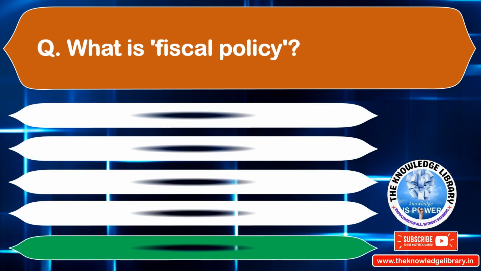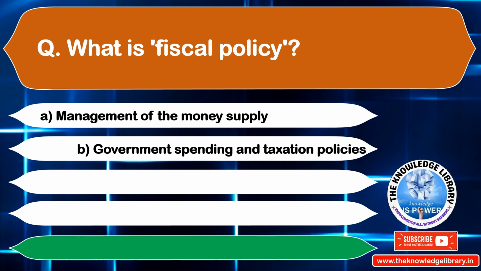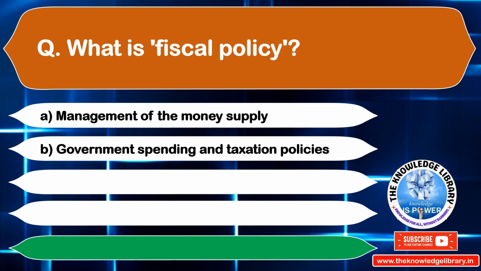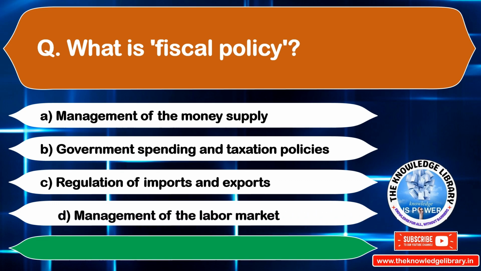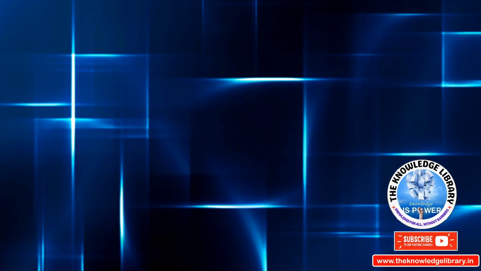What is fiscal policy? Option A, management of the money supply. Option B, government spending and taxation policies. Option C, regulation of imports and exports. Option D, management of the labor market. The correct answer is option B, government spending and taxation policies. Move to the next question.